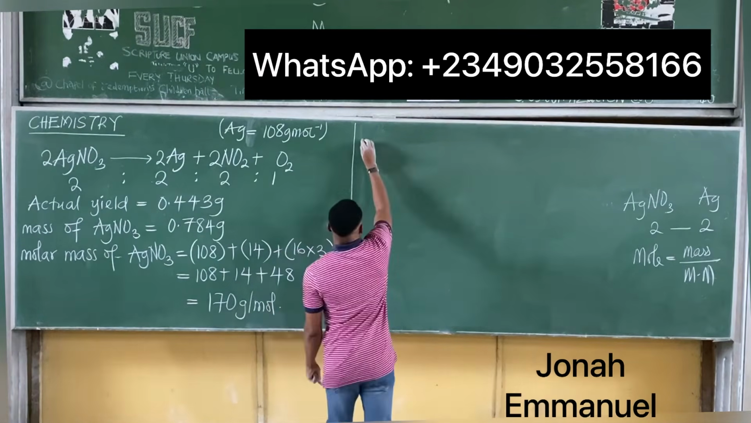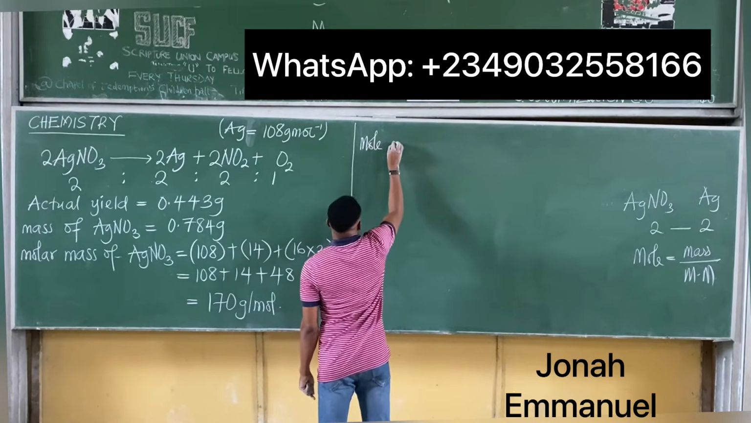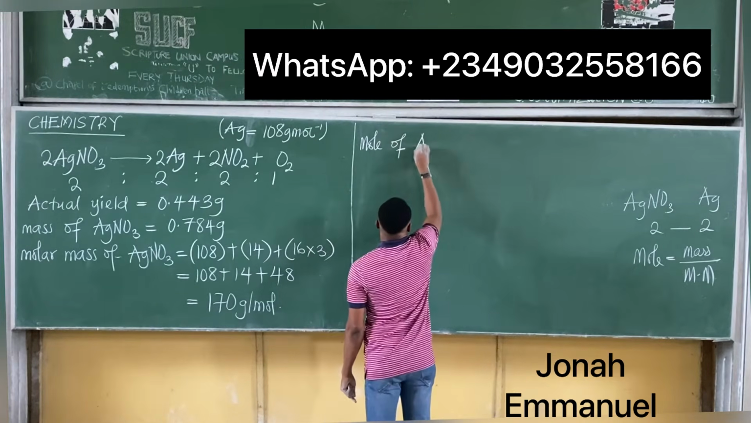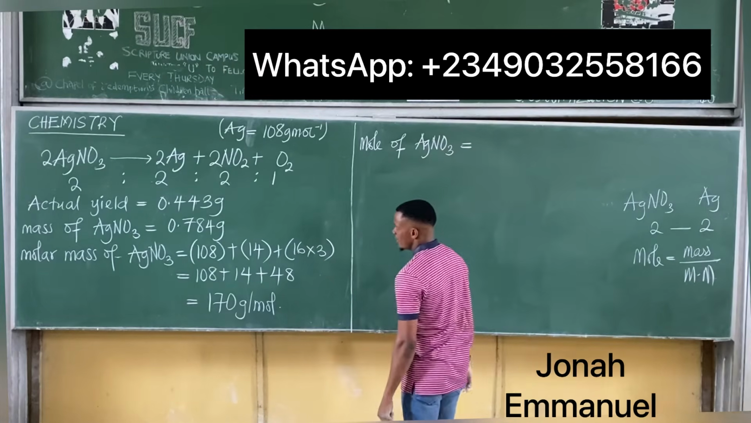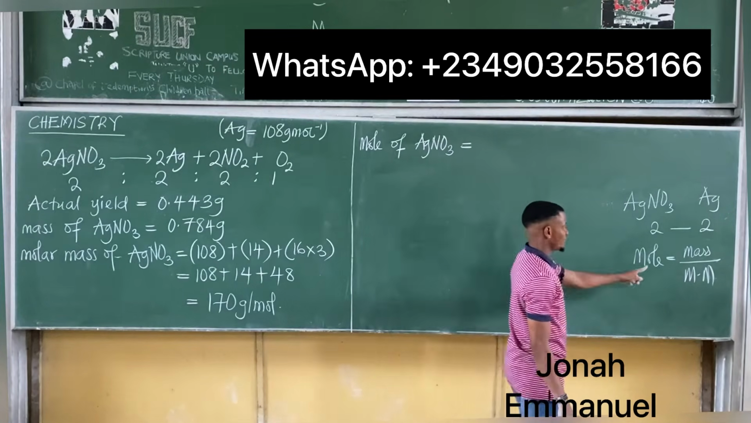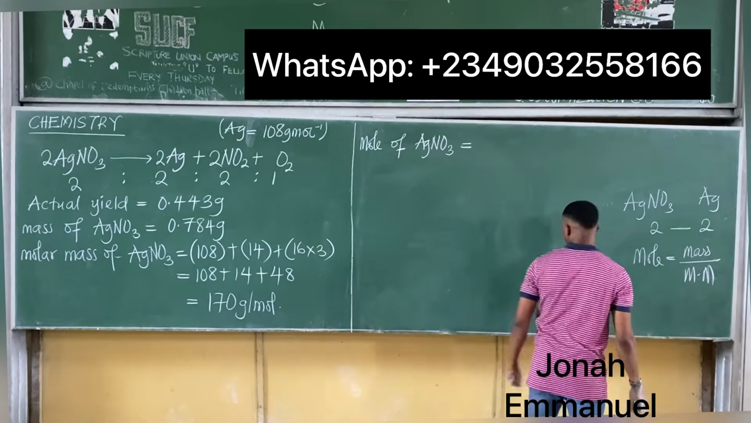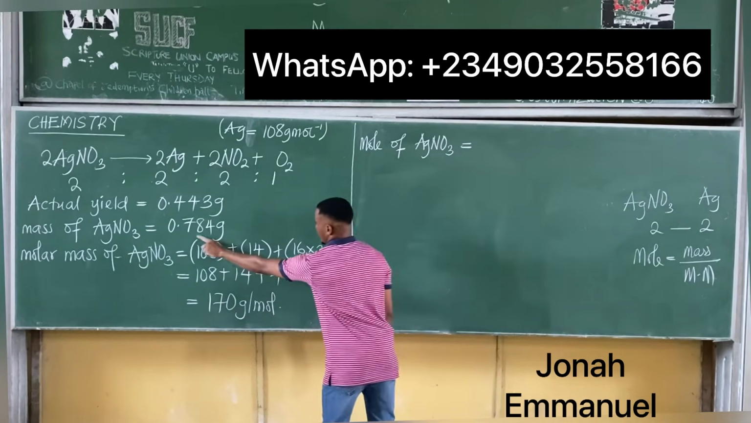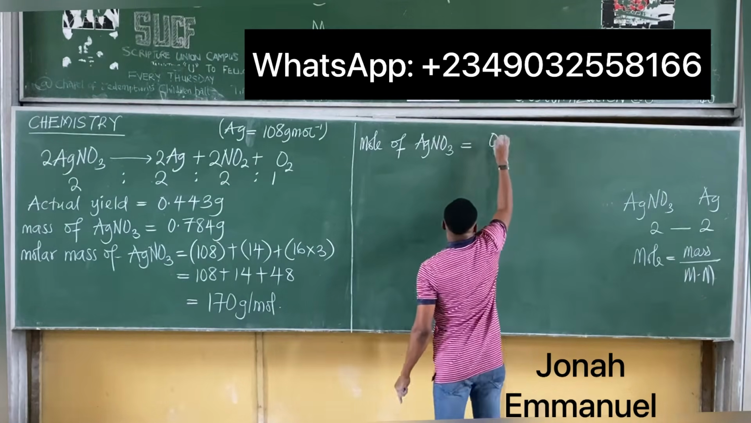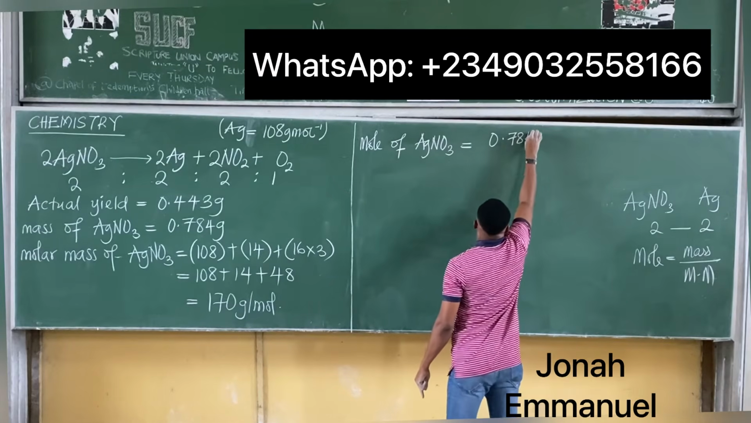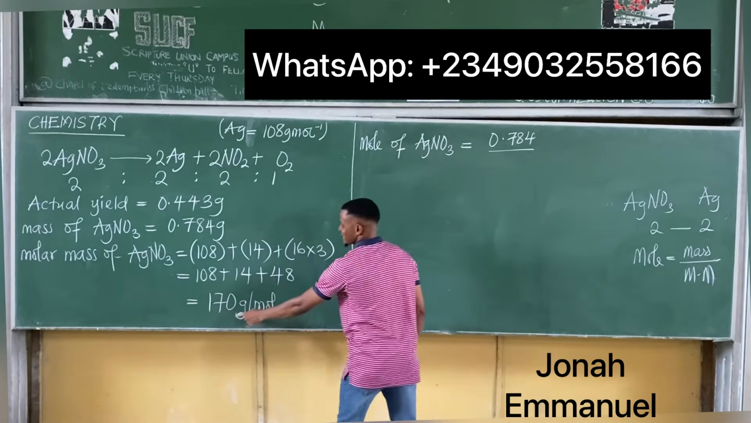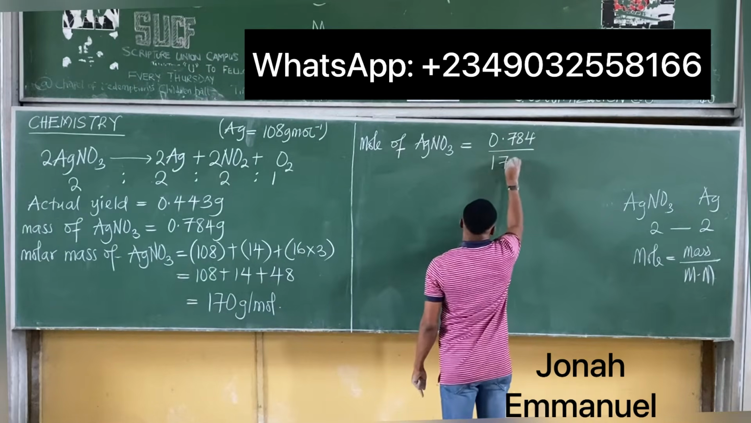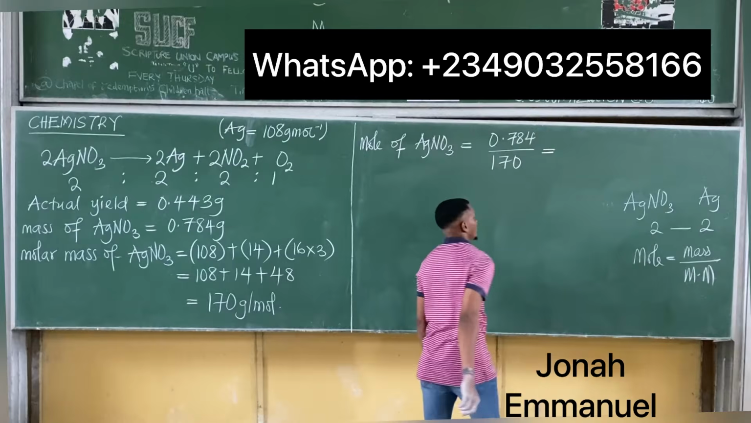So hence, the mole of silver nitrate AgNO3 is equal to mass. So we said mole of silver nitrate is equal to mass of silver nitrate as given, which is 0.784, all over molar mass of silver nitrate as calculated, which is 170. Please give me the value.